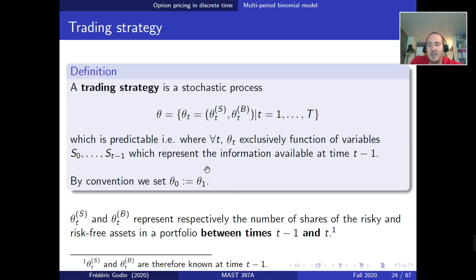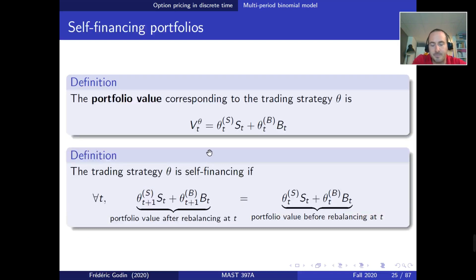And as we mentioned here, theta_t^S and theta_t^B represent the respective number of shares of the risky asset and of the risk-free asset between times t minus 1 and t. So this means that theta_t^S and theta_t^B are known by time t minus 1. Okay, so at t minus 1, we know theta_t^S and theta_t^B. So this is what we call a trading strategy.